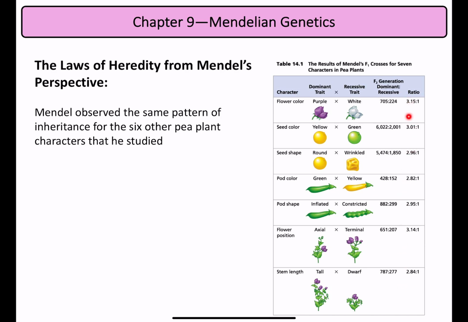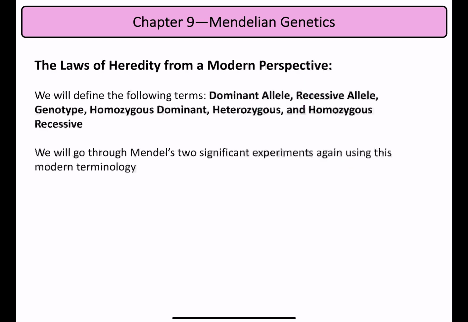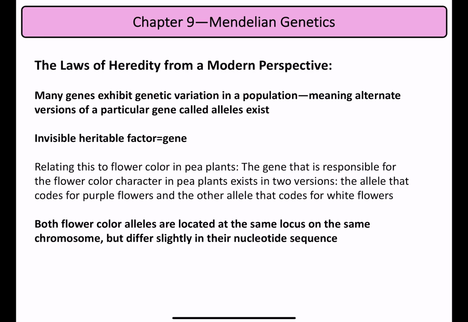It wasn't just unique to pea plants or flower color. It might be universal to life. And now we're ready for section number 3, and we're going to cover some new terms here that really describe a lot of the same things we've already covered, just again from a more modern perspective. So we're going to go through those same 2 experiments and just add in a few things.